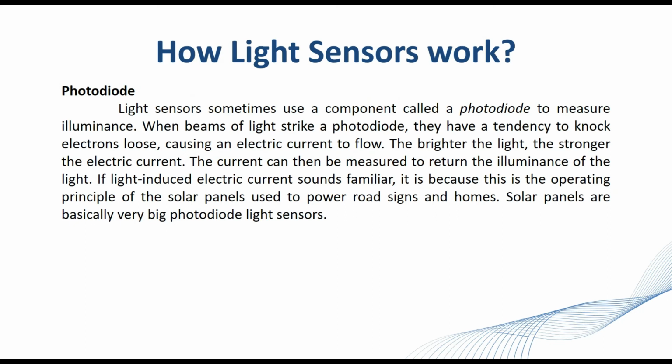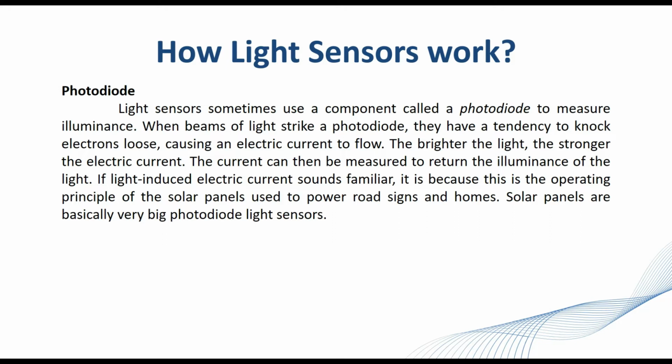Now, how does a light sensor work? The most common light sensor types that are used in a light sensor circuit are photodiodes and photoresistors. So let us know how a light sensor works with these two light sensor types. Light sensors sometimes use a component called a photodiode to measure illuminance. When beams of light strike a photodiode, they have a tendency to knock electrons loose, causing an electric current to flow. The brighter the light, the stronger the electric current. The current can then be measured to return the illuminance of the light.